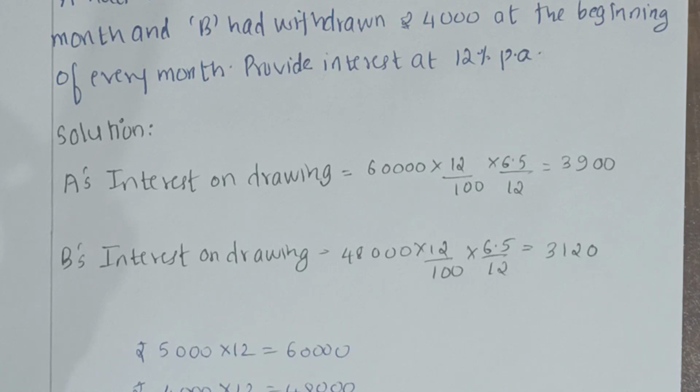So this was case number 4. I hope you all have understood case 3 and case 4. In case 3, the percentage was given to us as 12%. It was not mentioned whether it is per annum. So when per annum is not there, we calculate the interest for the full year. And in case 4, the drawings were done at the beginning of every month. So first of all, the amount that is given to us is only for a month. So we have to multiply it by 12, and it will be multiplied by 6.5 by 12.